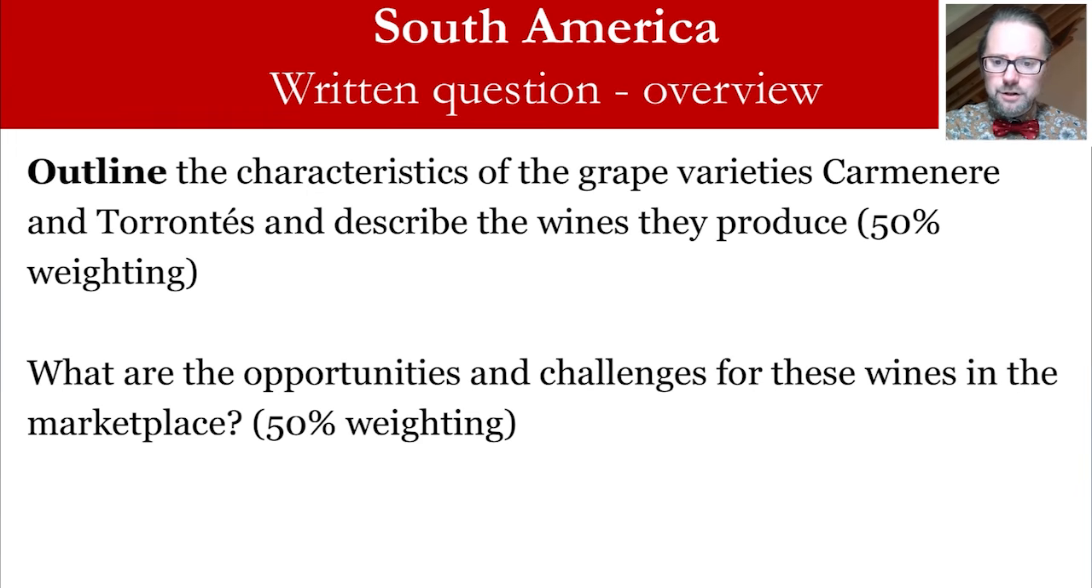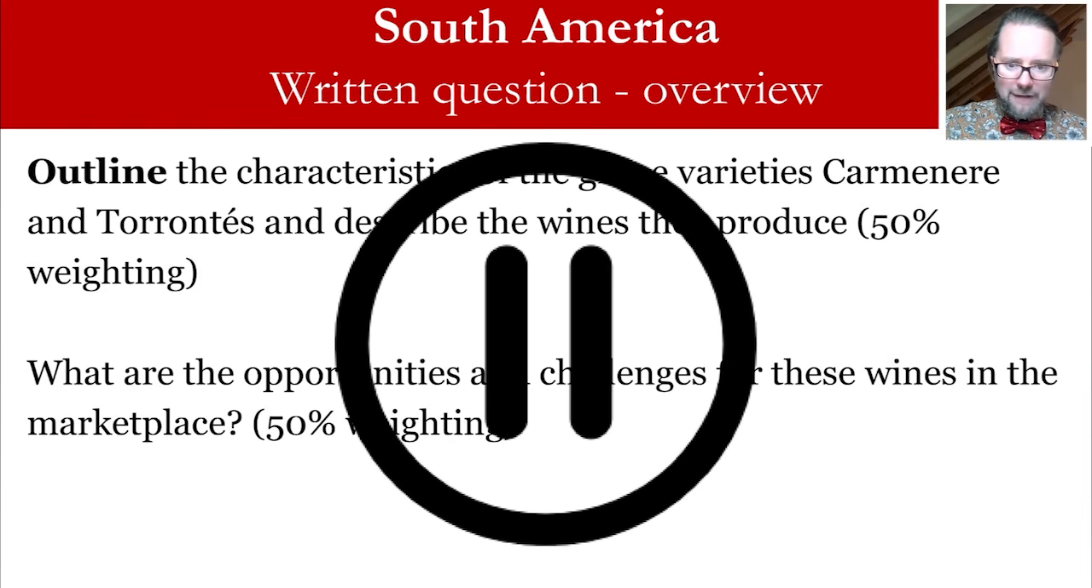This question featured in the WSET examinations in May 2022. The question is such: outline the characteristics of the grape varieties Carmenère and Torrontés and describe the wines they produce. That's 50% of the marking. Then what are the opportunities and challenges for these wines in the marketplace for another 50%? Let's have a look then. We're going to pause it here.